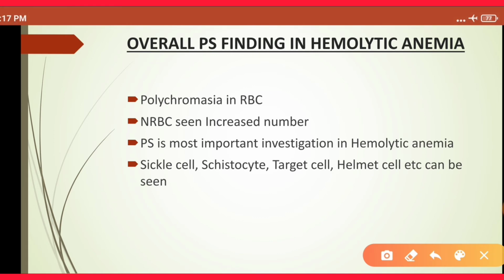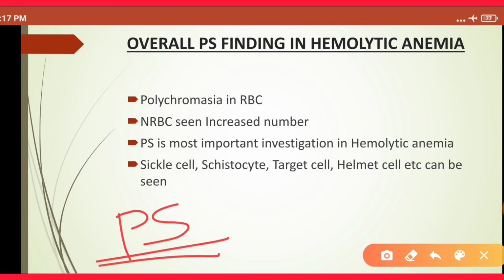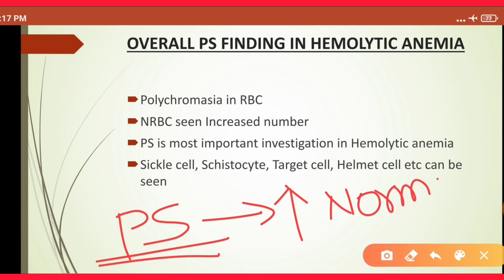See guys, the bone marrow will do the compensation for the lost RBCs. They are producing more and more red blood cells, right? So these premature forms are early normoblast, intermediate normoblast, late normoblast. All those premature forms can get released into the blood prematurely, right? So in a hemolytic anemia, now we are talking about the peripheral smear findings in hemolytic anemia, you will have an increased number of normoblasts, and that is because of the compensatory action of the bone marrow.